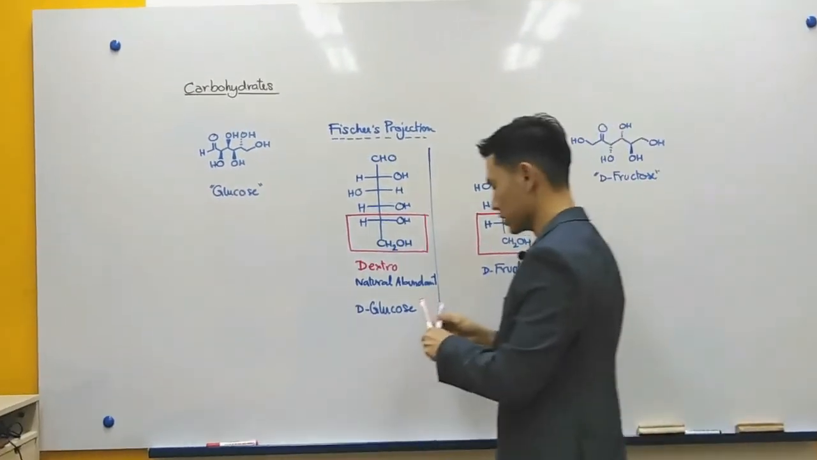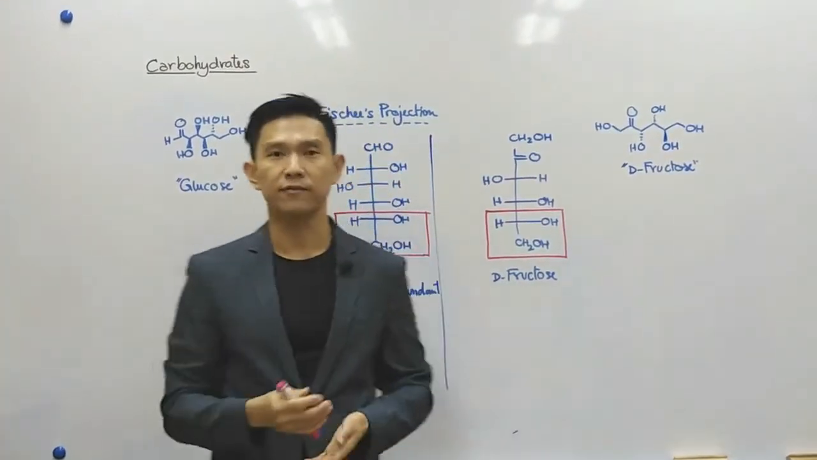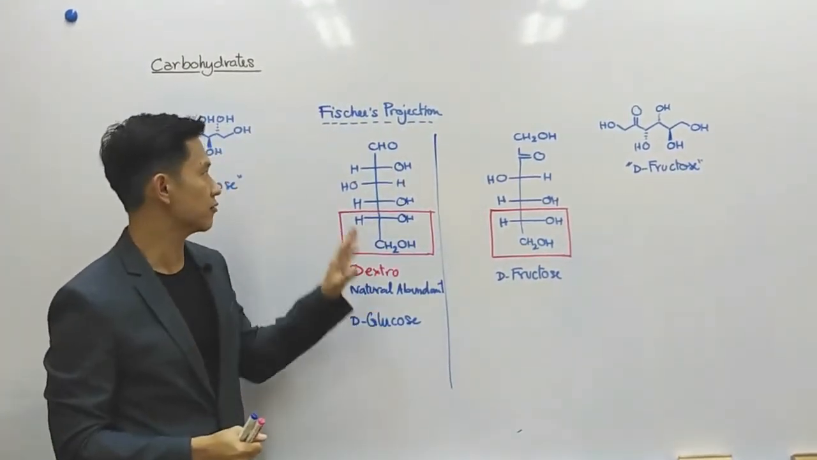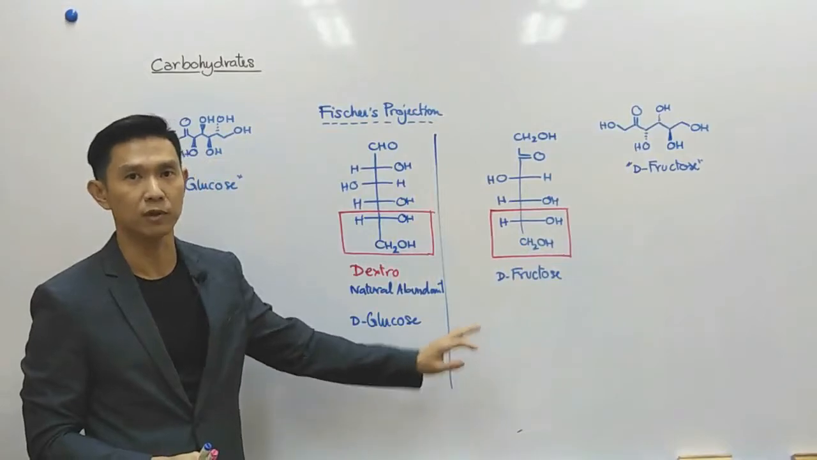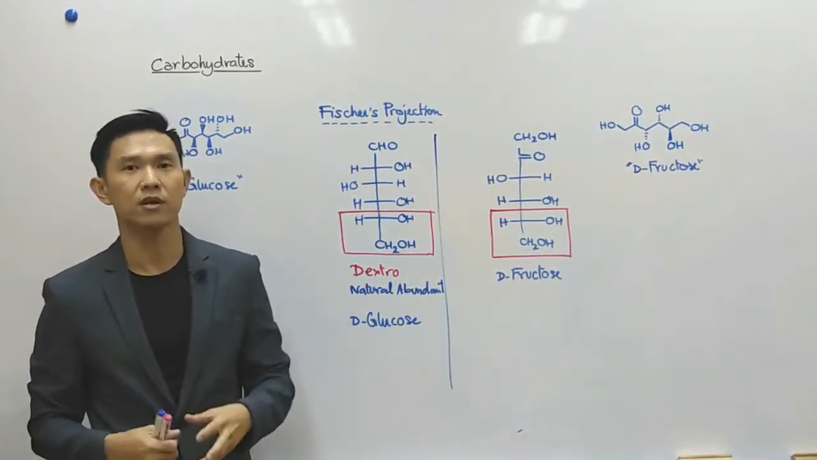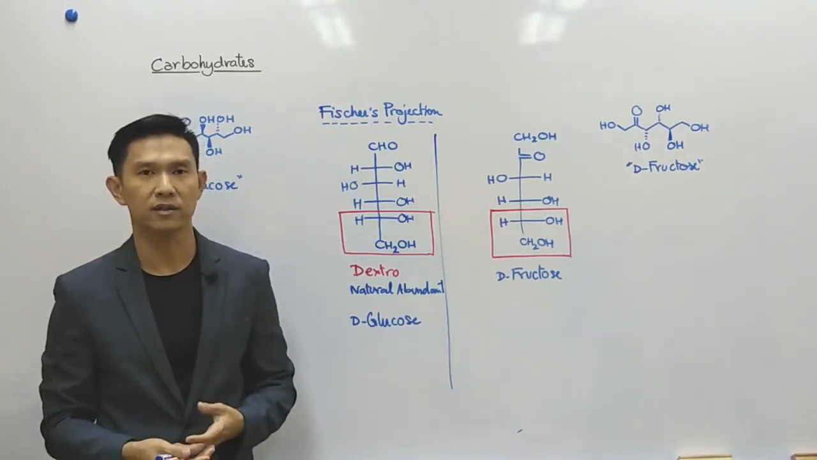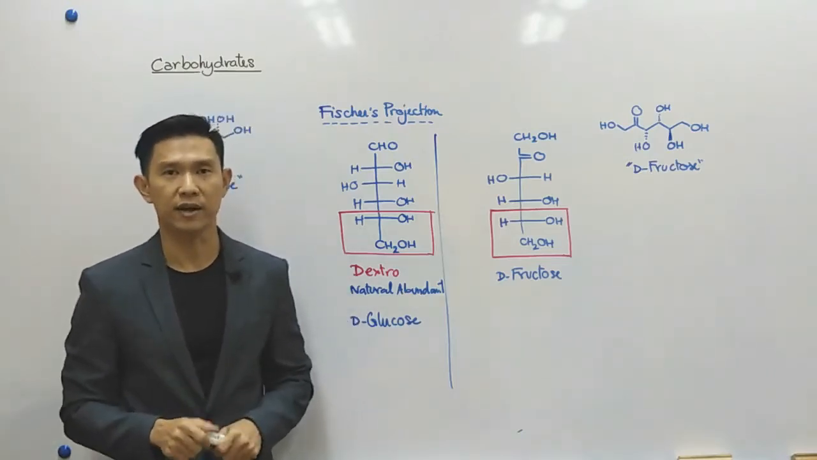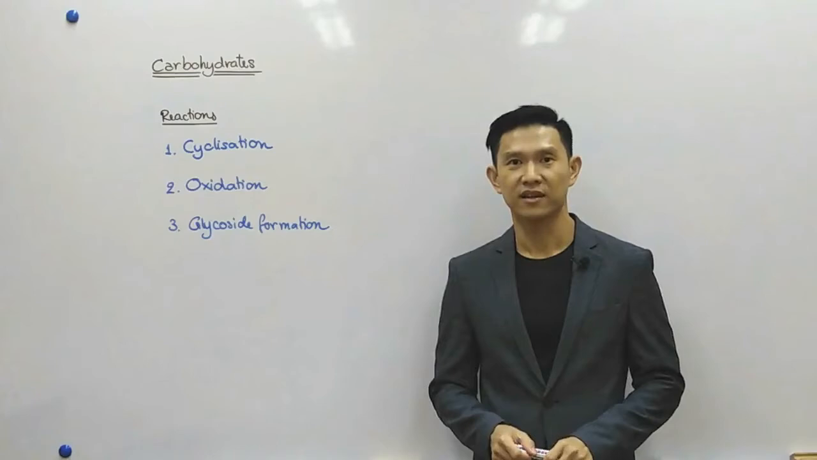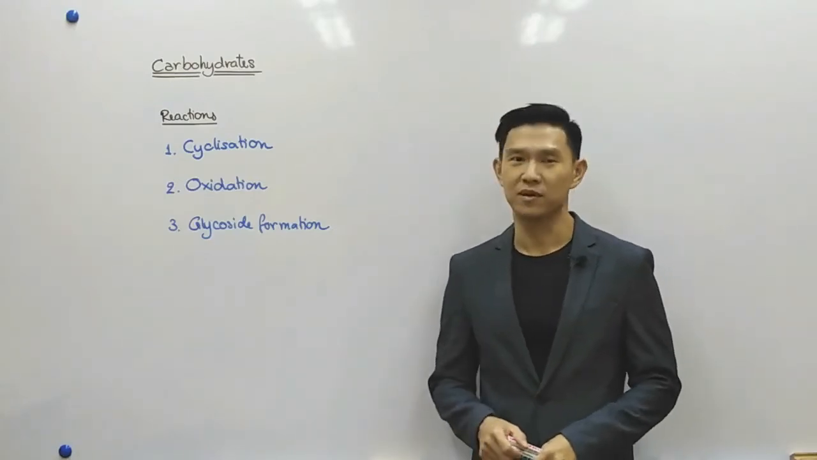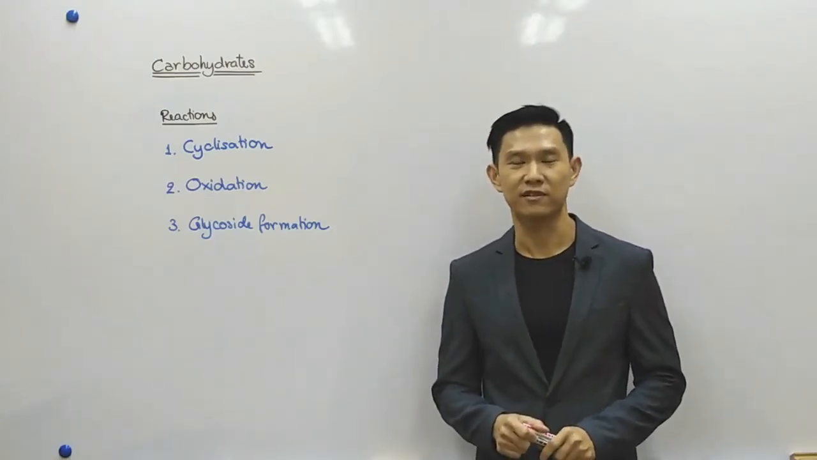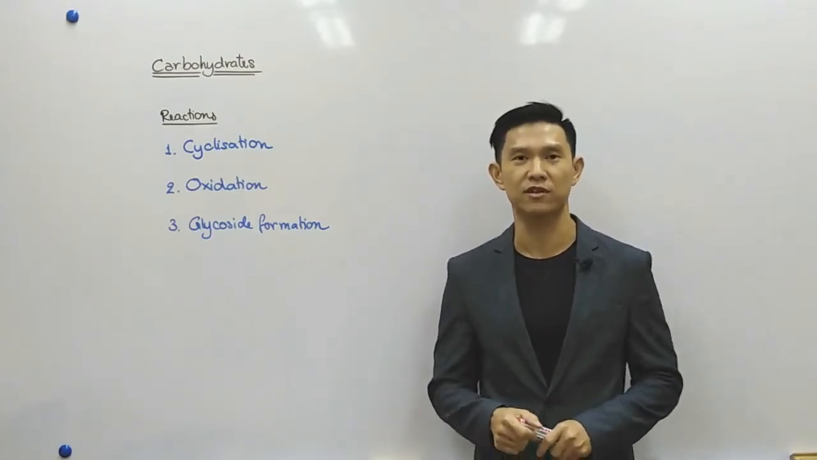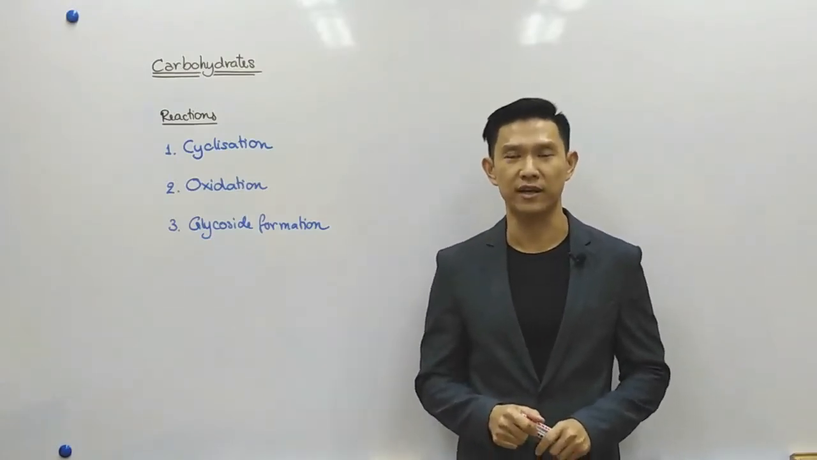Okay, so roughly this is the kind of Fischer projections of the monosaccharide. So after we know the structure of the monosaccharide, now we're going to look at the reactions of the monosaccharide. Okay, so after we know about the structure of monosaccharides, now we're going to look at the chemical properties or chemical reactions of the monosaccharide.